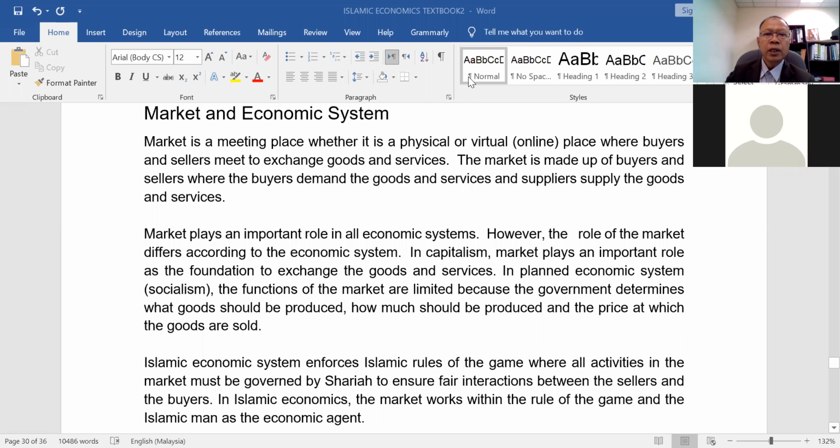In Islam, the market also plays an important role. However, there are Islamic rules. The Islamic economic system enforces rules of the game, where all activities, the buying and selling, and investment, must be governed by Sharia, must be Sharia compliant.